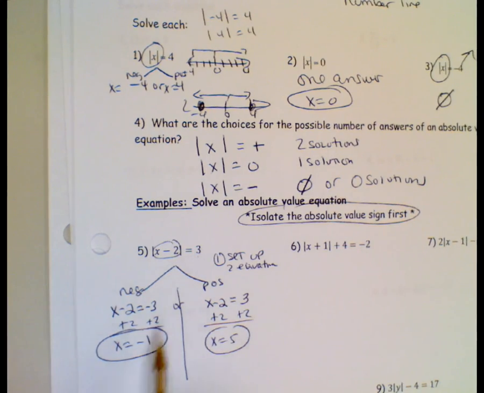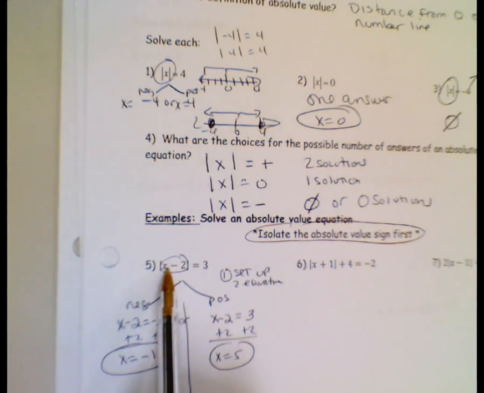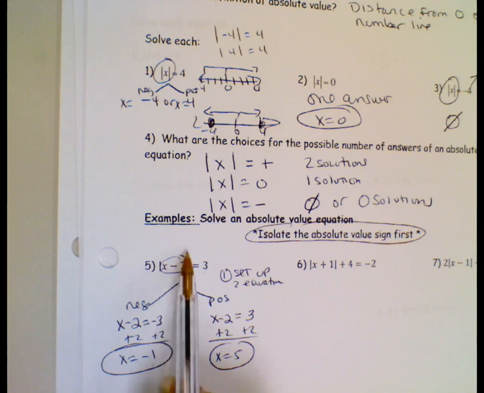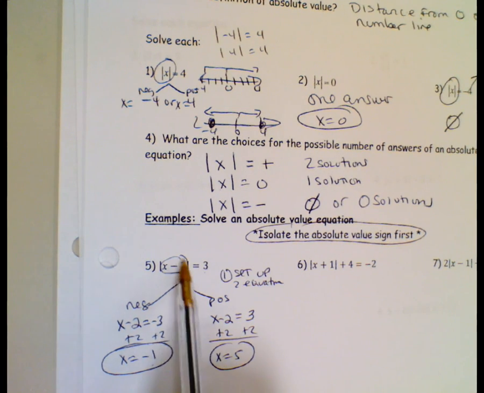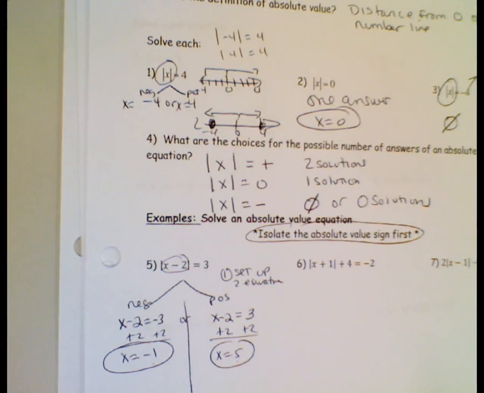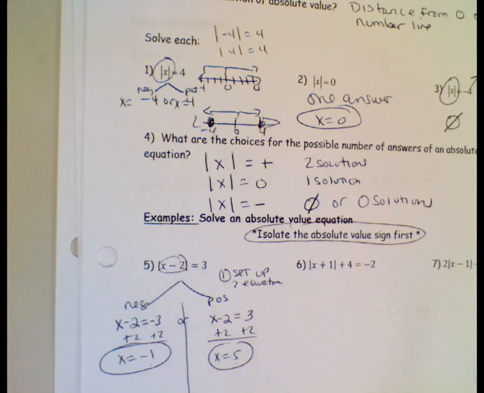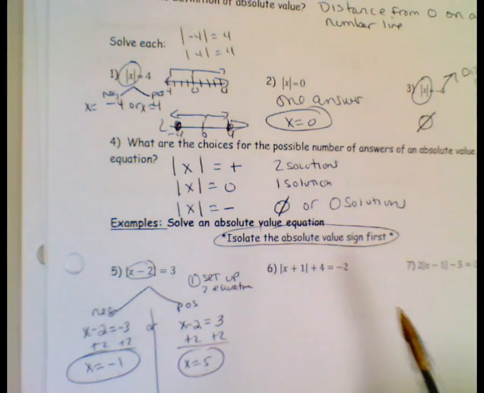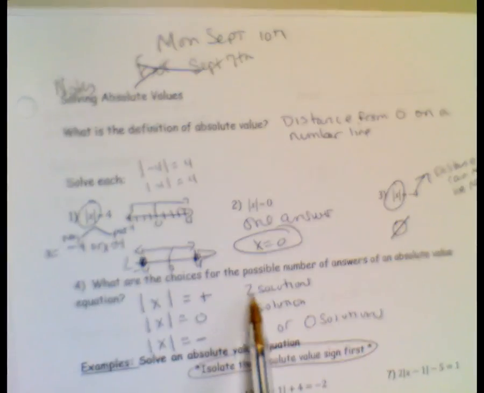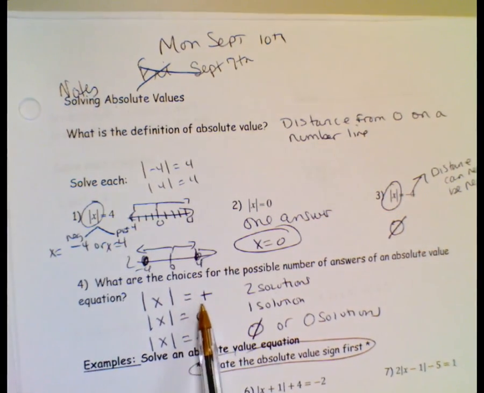So if you plugged in a negative 1 up here, negative 1 minus 2 is negative 3. The absolute value of negative 3 is 3. So this negative 1 makes this negative 3. 5 should make it 3. 5 minus 2 is 3. 3 equals 3. So you have two answers that make this true. So absolute values will always have two solutions if it's equal to a positive number.